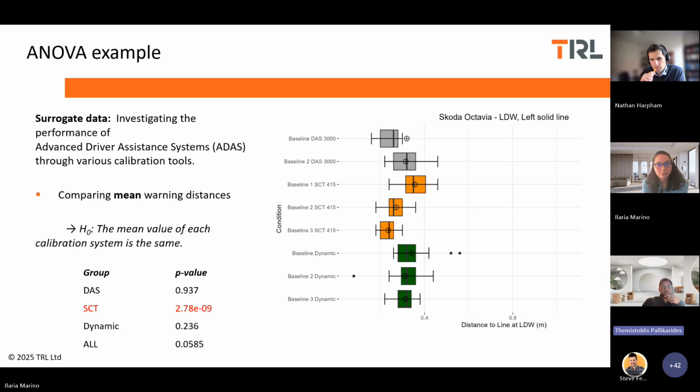We have created box plots for these different groups. So you will see the gray group, the orange group, and the green group. And then basically, you will see that there is a variation between the means. Conducting ANOVA will tell us that there is a variation between the means. With further testing, as you can see down in the table between group and p-value, we can find the p-value of each individual group and then indicate which group is responsible for the variation in the means. And as you can see here, in red, the SCT group is the one responsible for the variation in the means.